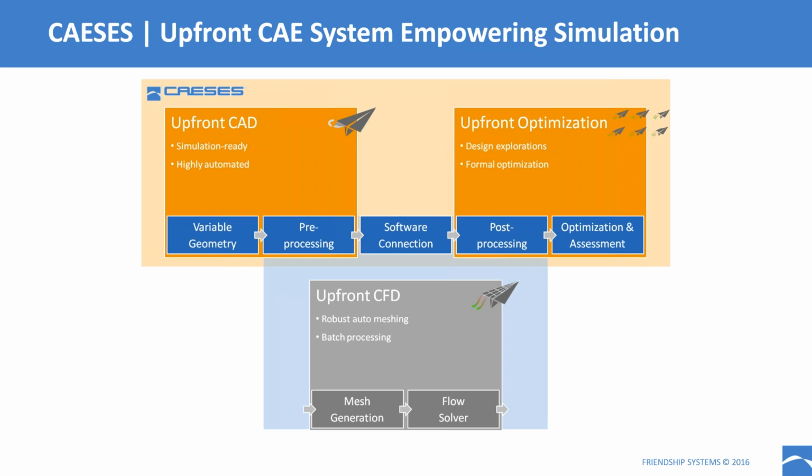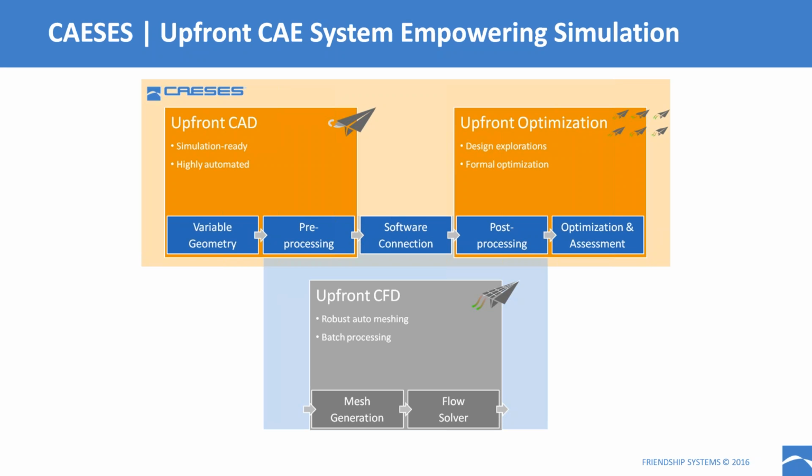Otherwise, it wouldn't make sense to collaborate with SimScale. But we hook up to all kinds of simulation software that is available on the market. And finally, the last component that is part of CAESES is the optimization part, so that you can drive the whole design process in an automated way to run design explorations and formal optimizations.